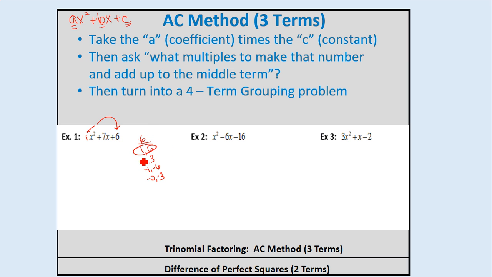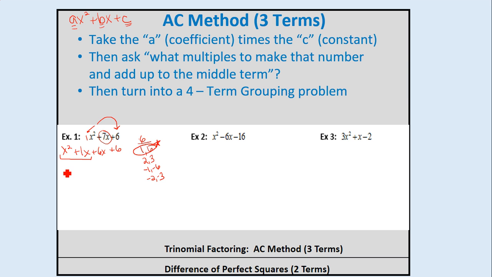Once I decide what actually makes 7, then I can turn this three-term problem into a four-term grouping problem. Check this out. I'm going to rewrite this problem as the x squared and the 6 at the end, but in the middle, 7x is equivalent to 1x plus 6x. Where did I get the 1 and the 6? From the list over here. So I rewrote this three-term problem into a four-term grouping problem that we can now apply that grouping strategy to. So that, remember, is partner the first two.